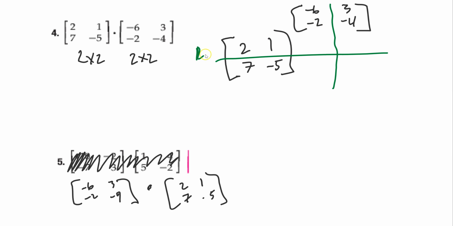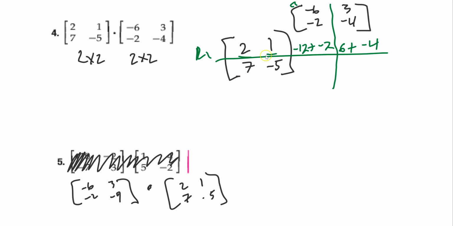So again, row 1, column 1. The key thing to keep in mind, remember you multiply the first two, then you move on. So 2 times negative 6, negative 12, plus move on to the other two. 1 times negative 2. So do the first two, move on to the next two. That's how we do this. Now I'm going to do the one right here. Multiply the first two. 2 times 3 is 6. Move on. 1 times negative 4 is negative 4.